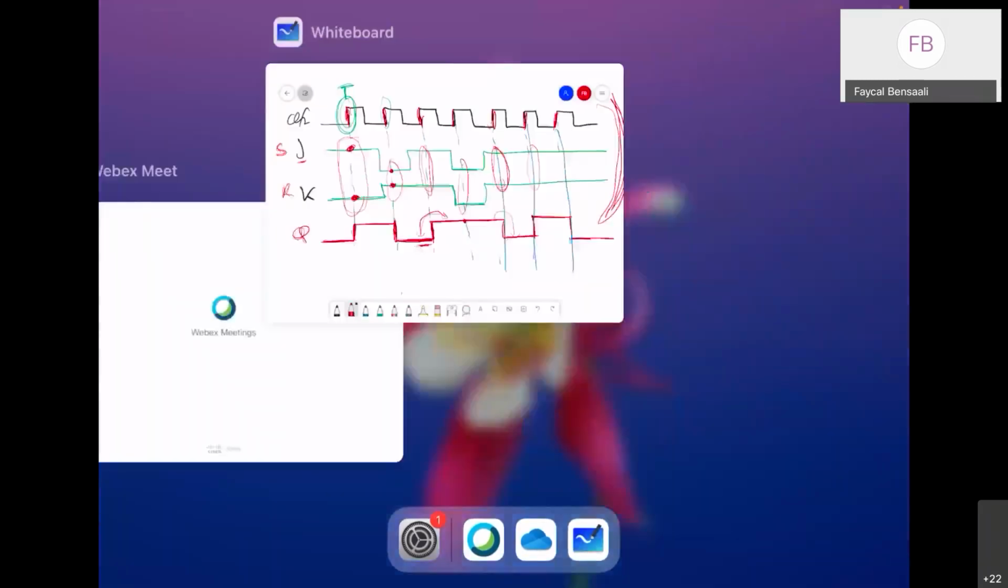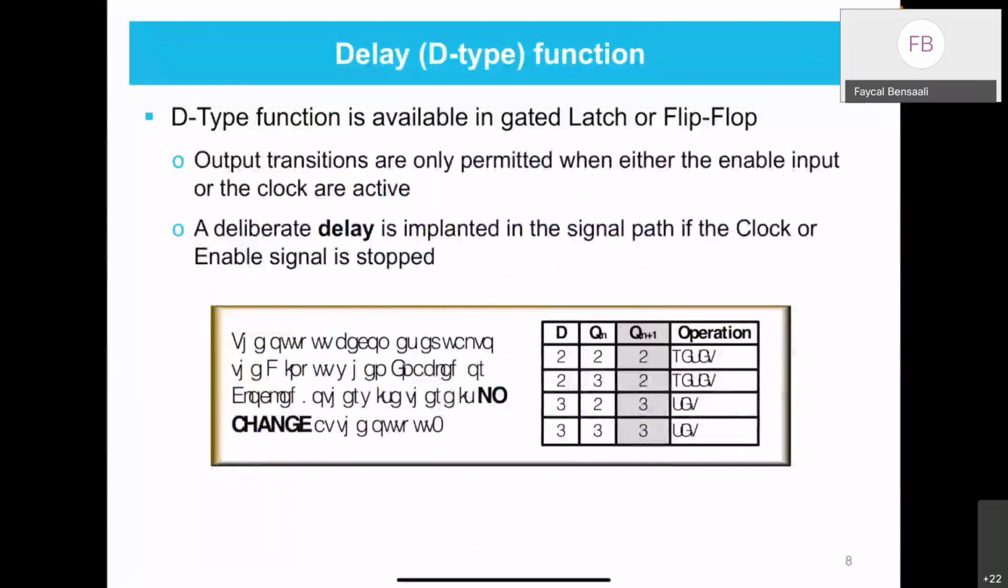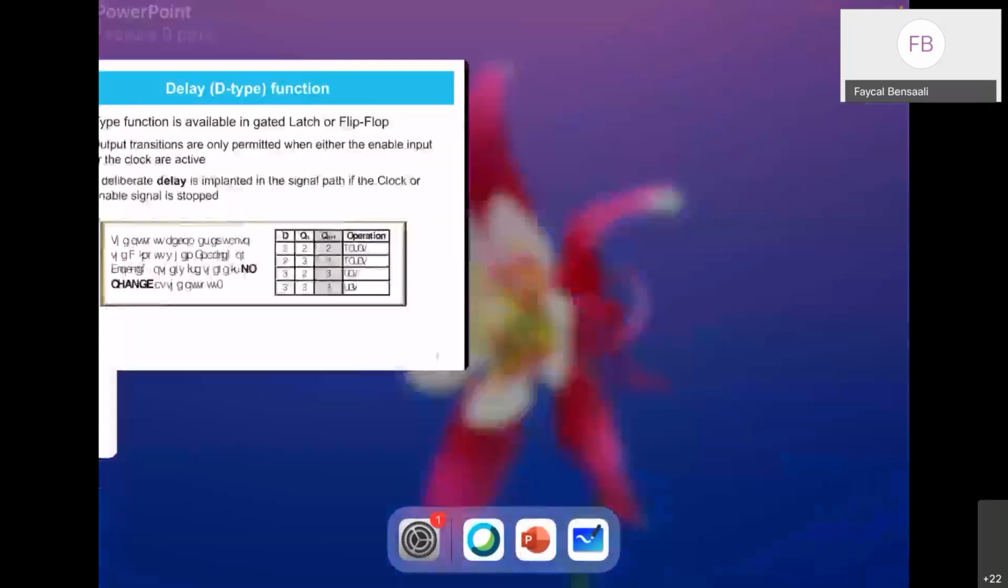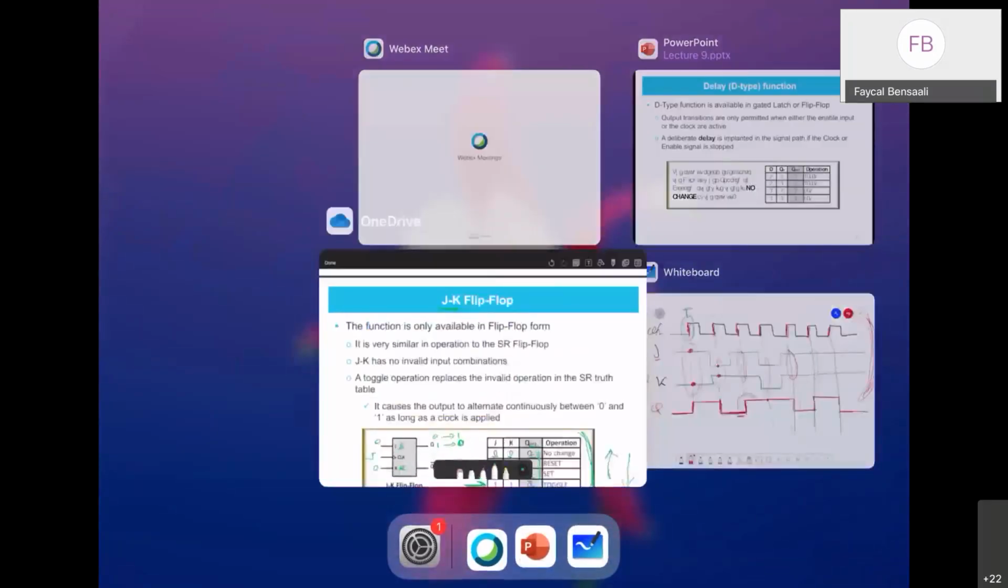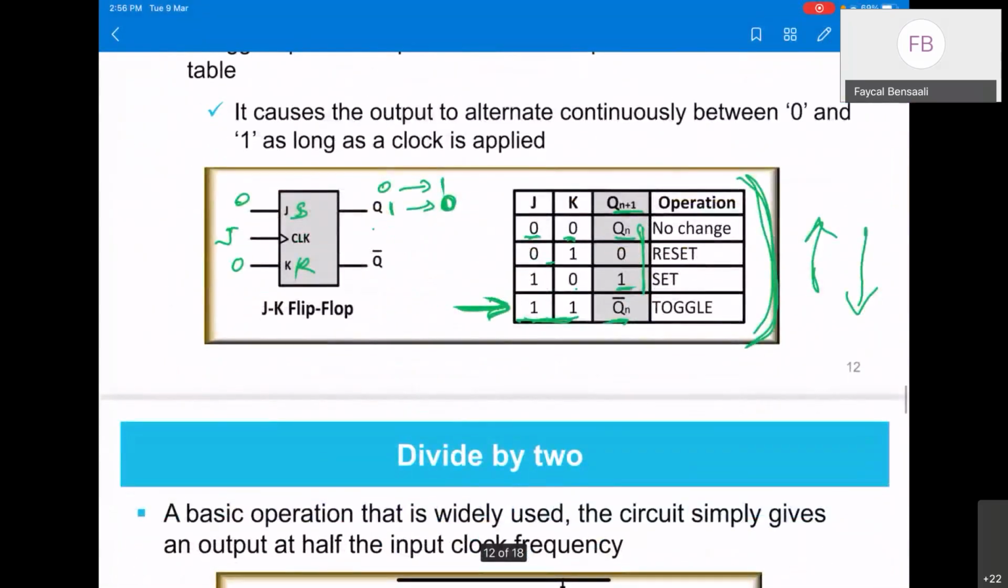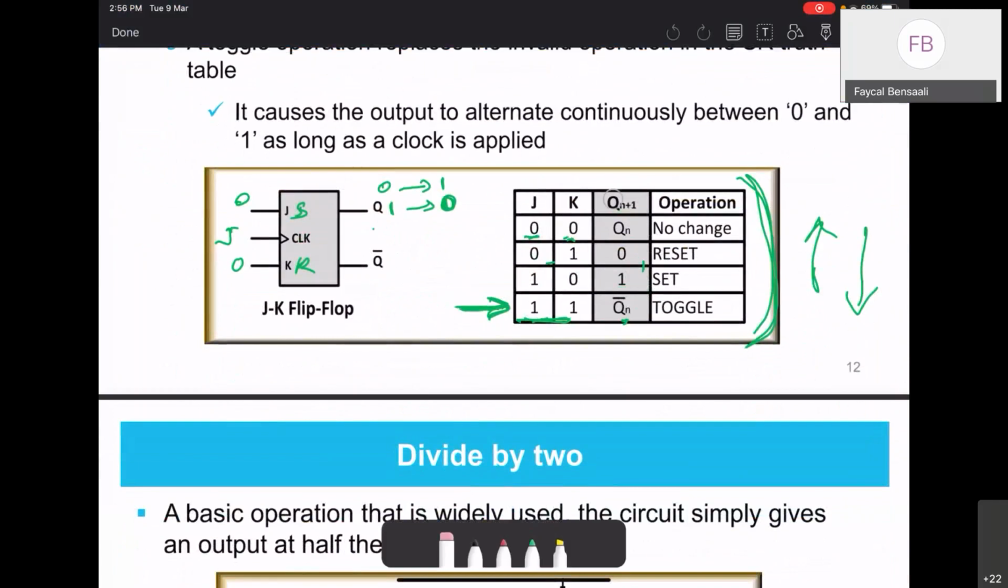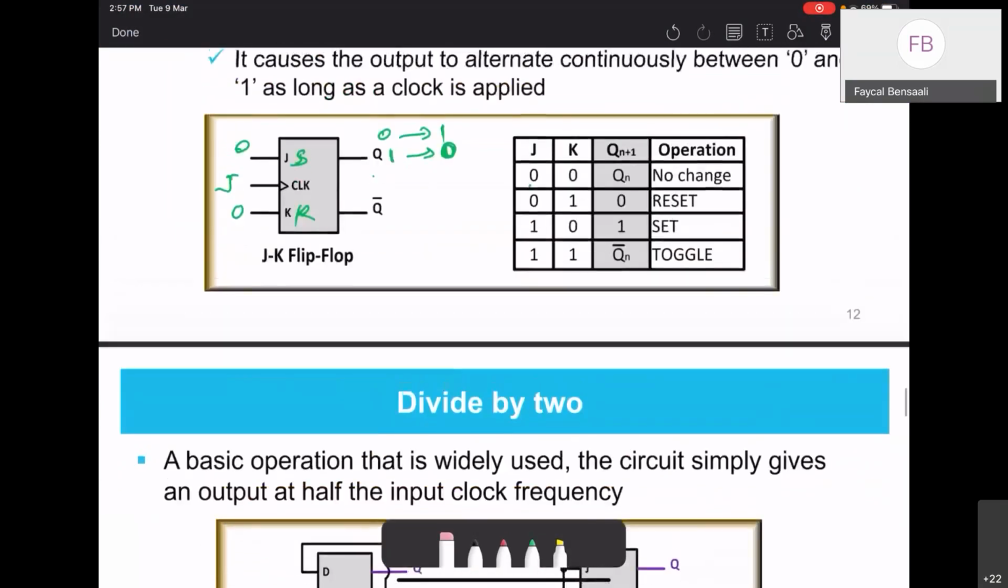We are just following the truth table, and of course you need to know which edge you need to work with. The example that I gave you was with rising edge. I can use the same for falling edge, and we can do the same for pulse trigger. We will do more examples in the tutorial. So this is for the JK flip-flop.